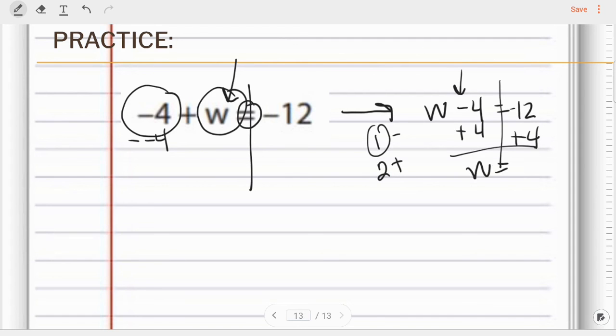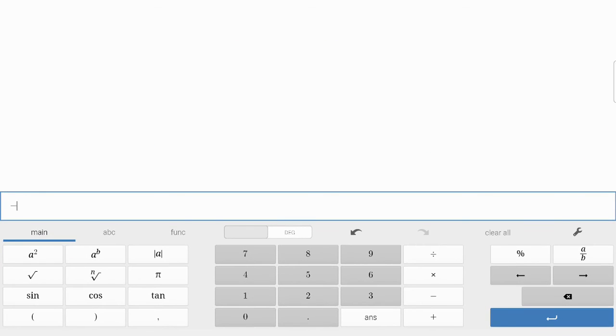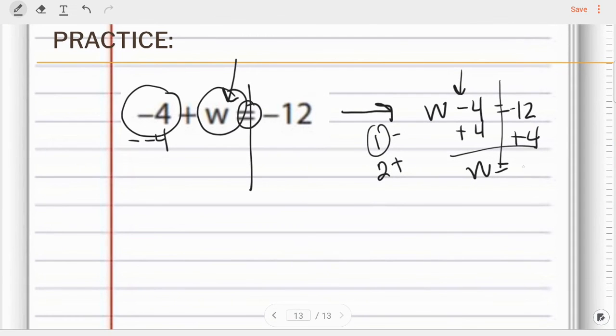W is equal to, what is -12 plus 4? Let's just check it on here. -12 plus 4 is -8.